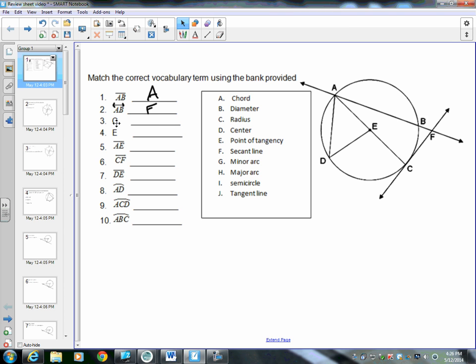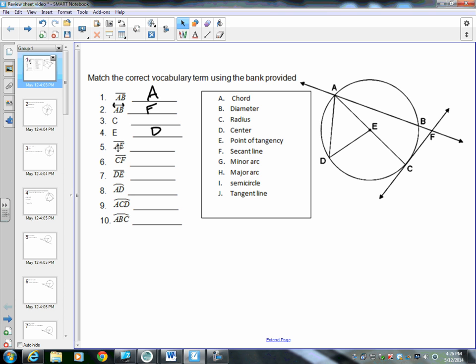Number three, point C. Point C right here is on the edge of the circle. This is interesting. It could be E, point of tangency, but we would need to know that this is a tangent line. So let's skip this for a second. I'm going to skip number three and come back to it. So number four, point E. This is in the middle of the circle. The middle we call the center, so D.